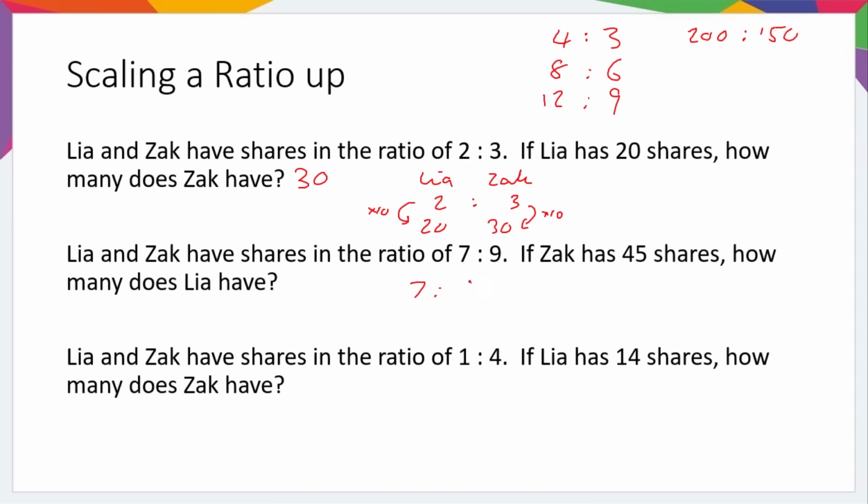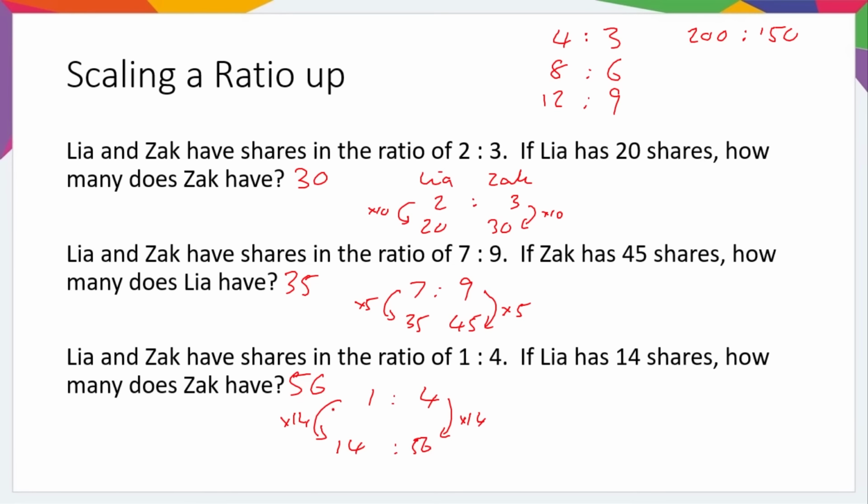Let's have a look at the next example, 7 to 9, but this time it's Zach that's got the 45, so his is the right-hand figure. 9 times 5 is 45, so we're scaling the ratio up 5 times. 7 times 5 is 35. Here the ratio is 1 to 4. Leah has 14 shares, so we're scaling the ratio up 14 times. So here we need to do 14 times 4, or 4 times 14, which is 56. So if Leah has 14 shares, Zach must have 56 shares for it to be in the same ratio.